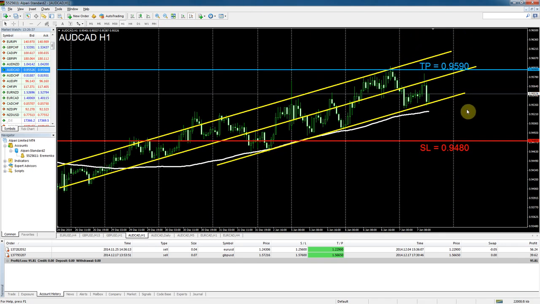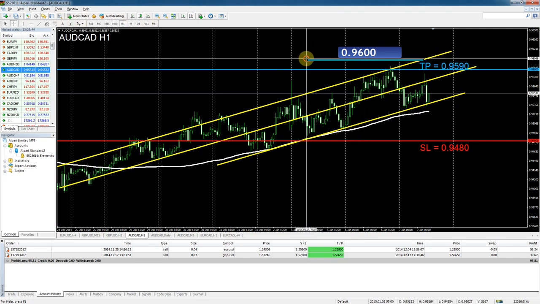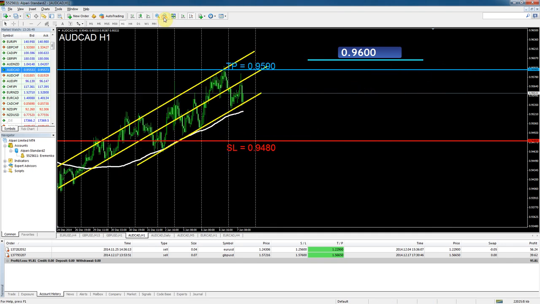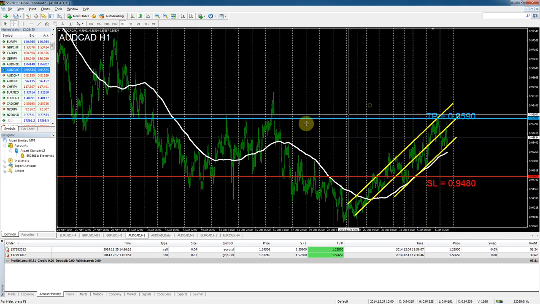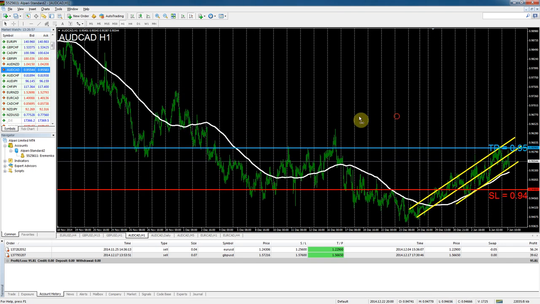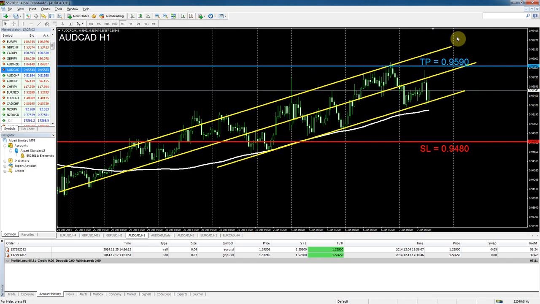Also, what you will see is that there's a level here, 0.96. Just above the blue line, there's a level 0.96. And that level is quite a strong resistance level, as you can see here, here. Traders are generally afraid of it, so I'm quite skeptical about the price crossing this level. So we're definitely going to set our take profit below that level. Well, we will set the take profit here.